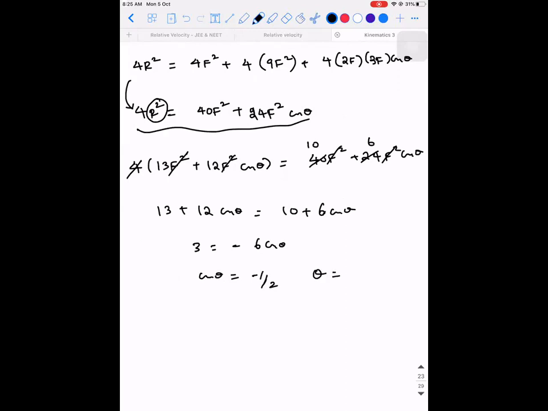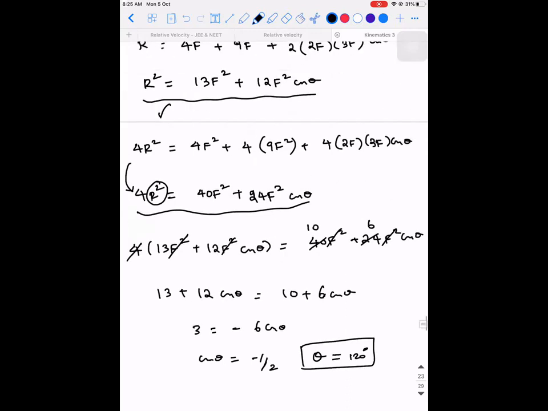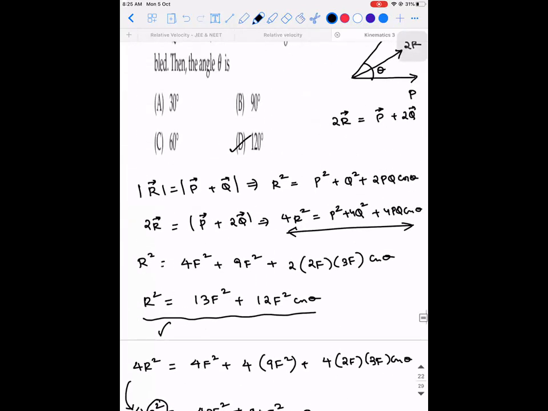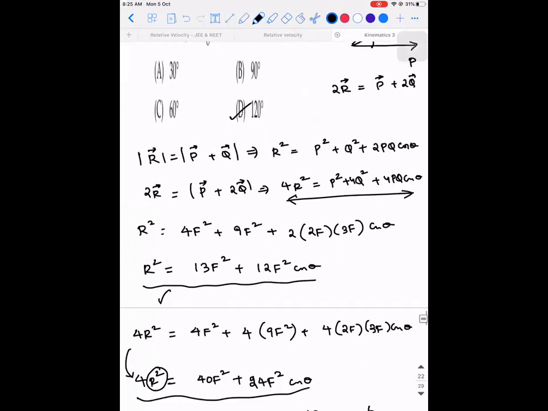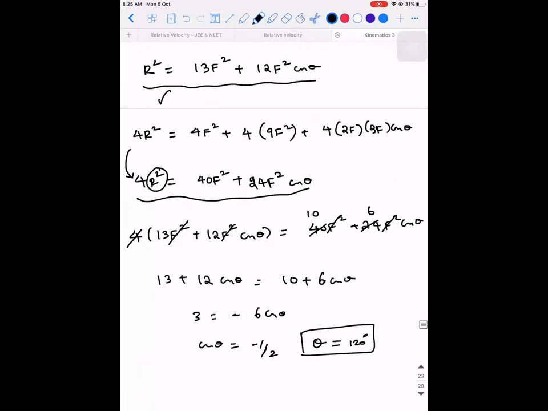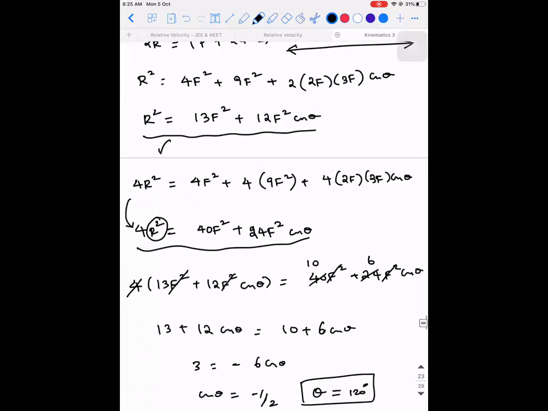Theta is 120, so theta is equal to 120 degrees. Okay. So this is how you solve.